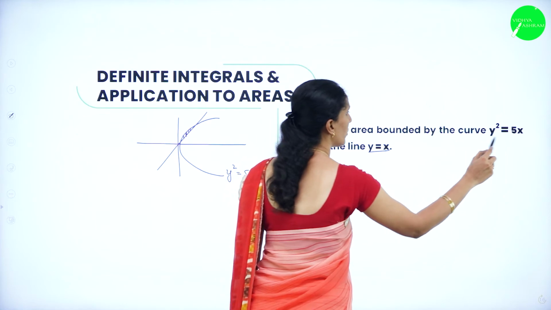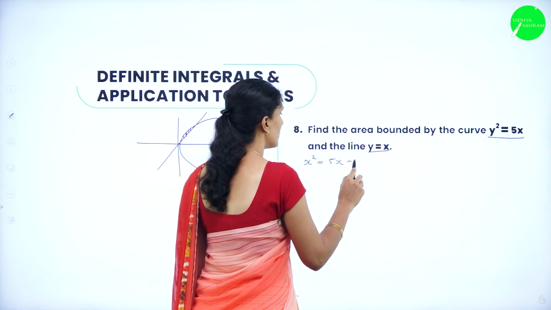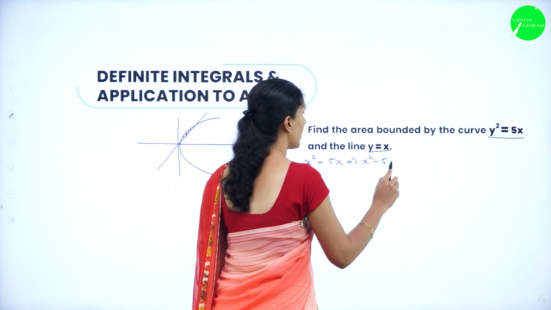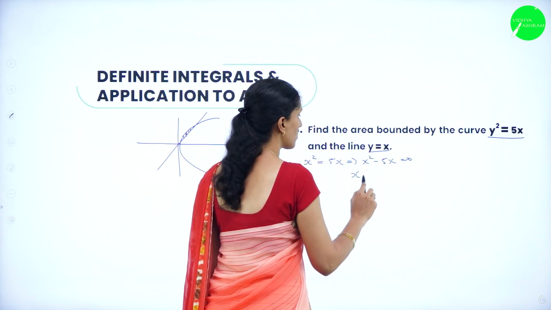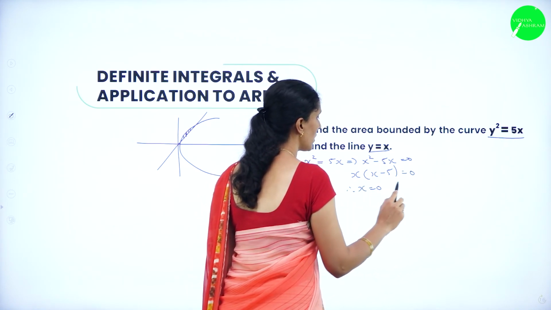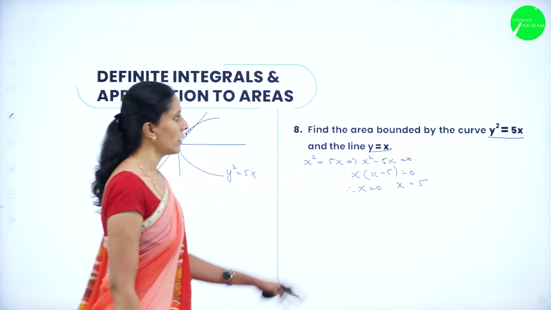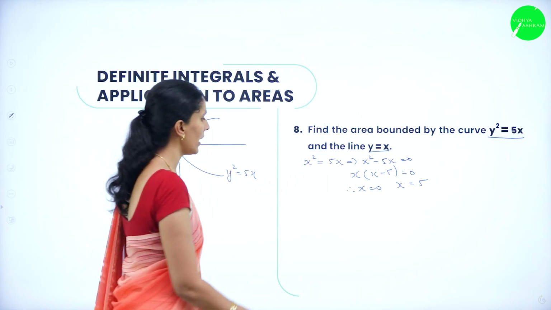If you put y is equal to x in this equation, then it is x square is equal to 5x. So this implies x square minus 5x is equal to 0. So x common, x minus 5 is equal to 0. So therefore x is equal to 0 and x is equal to 5. So these are the limits we get. Now we can substitute the integral.